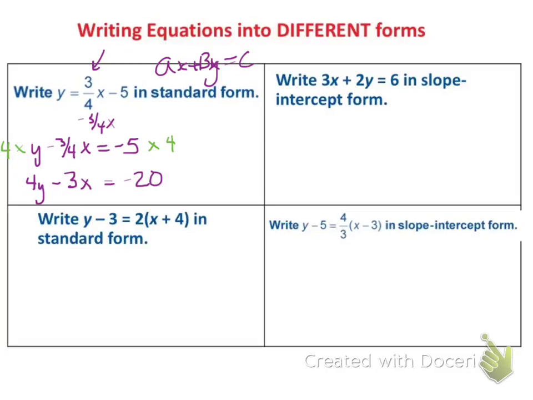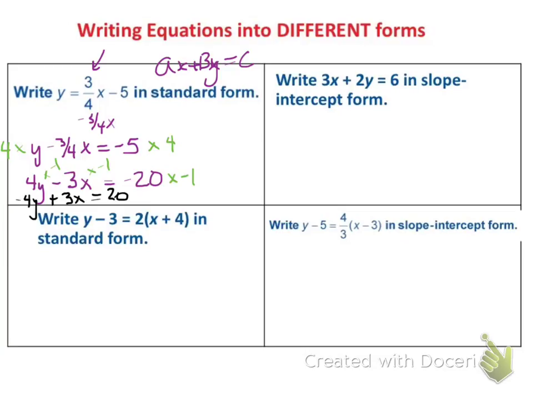Now the last step is that that c can never be negative. So I'm going to multiply it by a negative 1. So I'm actually multiplying everything by a negative 1. So my final answer is 3x becomes positive, right? And negative 4y equals 20.